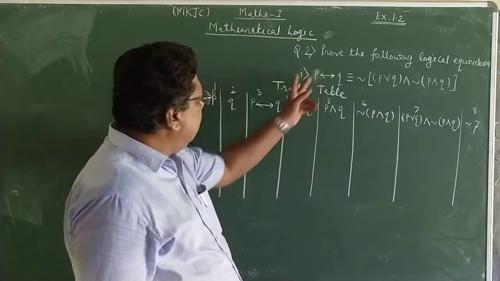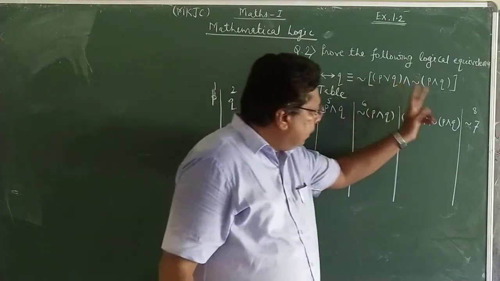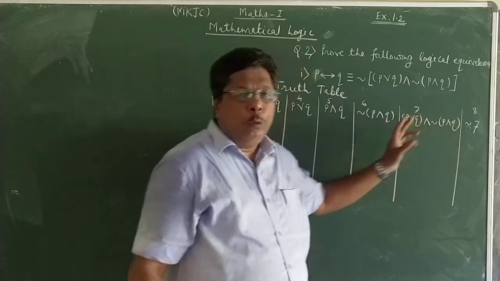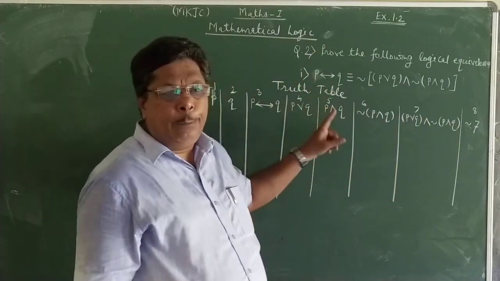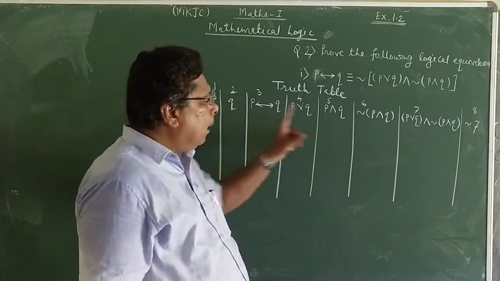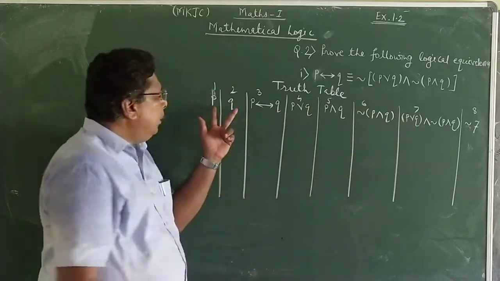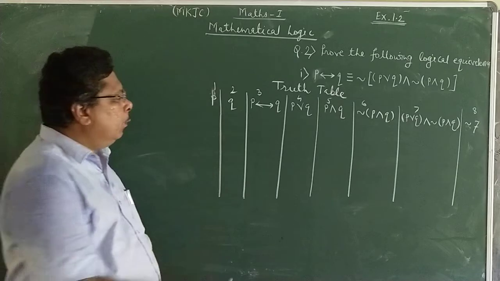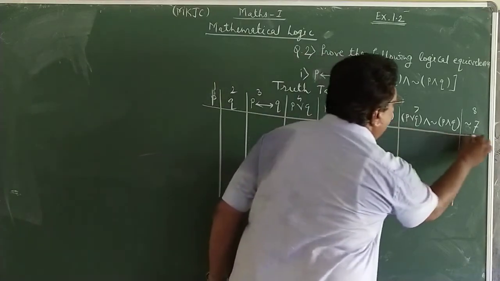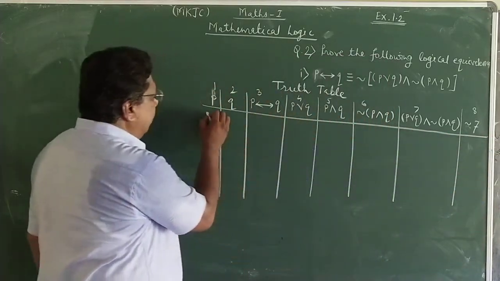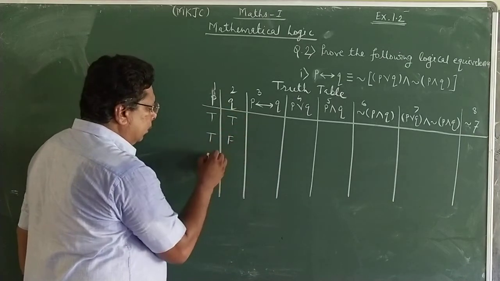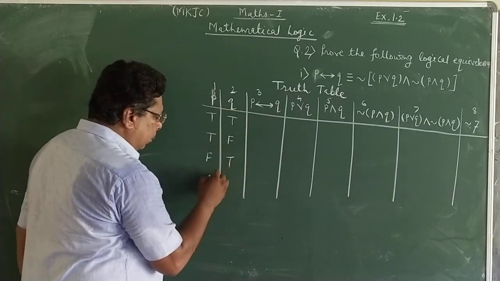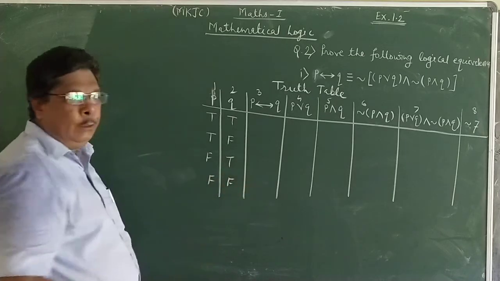Okay, LHS is in column number 3 and RHS is column number 8. We have to show that these two columns are identical. Then we can say that they are logically equivalent. Now here are the two statements P and Q. So there are four possibilities. Possibilities are fixed: true, true; true, false; false, true; false, false.